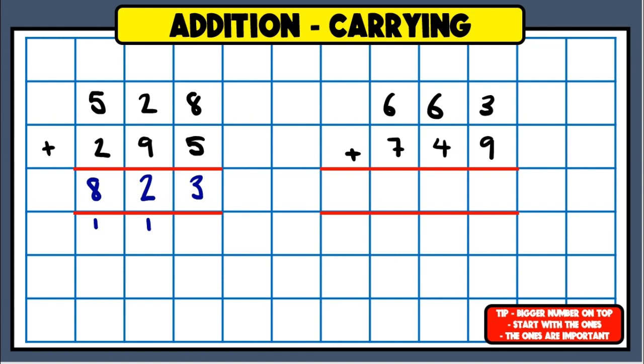663 add 749. 3 add 9, I'm going to have to carry, so 3 add 9 is 12. Remember the ones are important. 2 there, 1 there. 6 add 4 is 10, plus what we carried over earlier is 11. The ones are important. And then 6 add 7. 6 and 7 is 13. Don't forget the 1 from before. And that is a total of 14. Now, because I've got space here next to it, I don't need to carry. I can just literally write 14, because there's no other numbers there for me to work with on the top. So the answer is 1412.